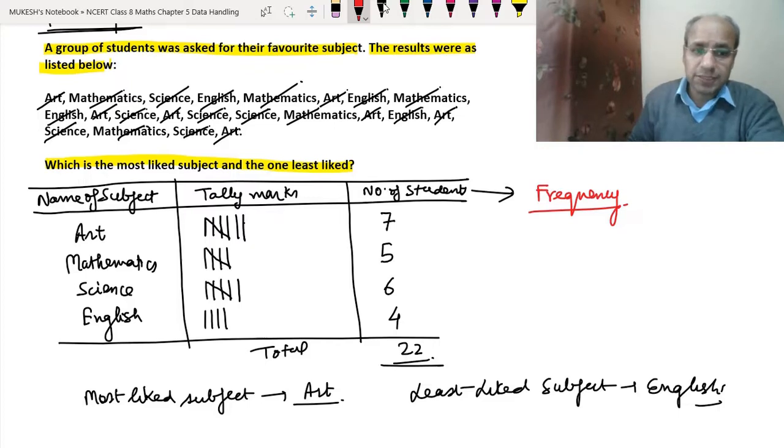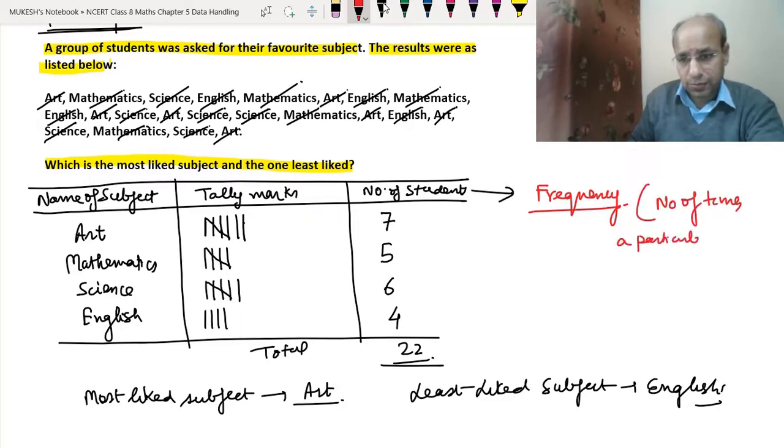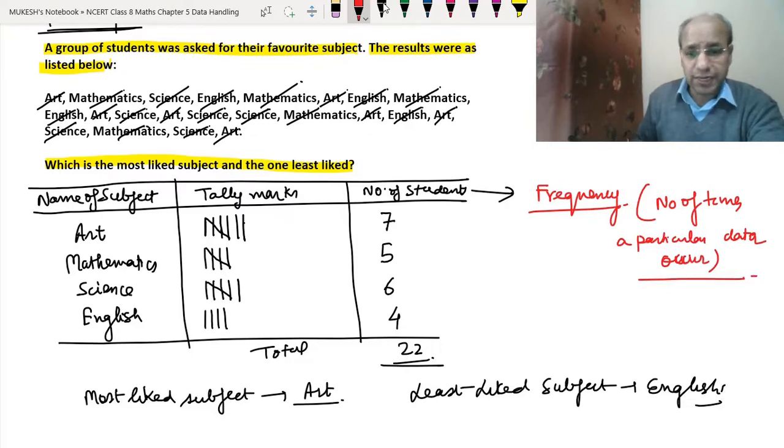Okay, so that means art is coming 7 times, mathematics is coming 5 times, science is coming 6 times, English is coming 4 times. So how can we write it? The number of times a particular data occurs is called the frequency. So that is why we also call it a frequency distribution table.